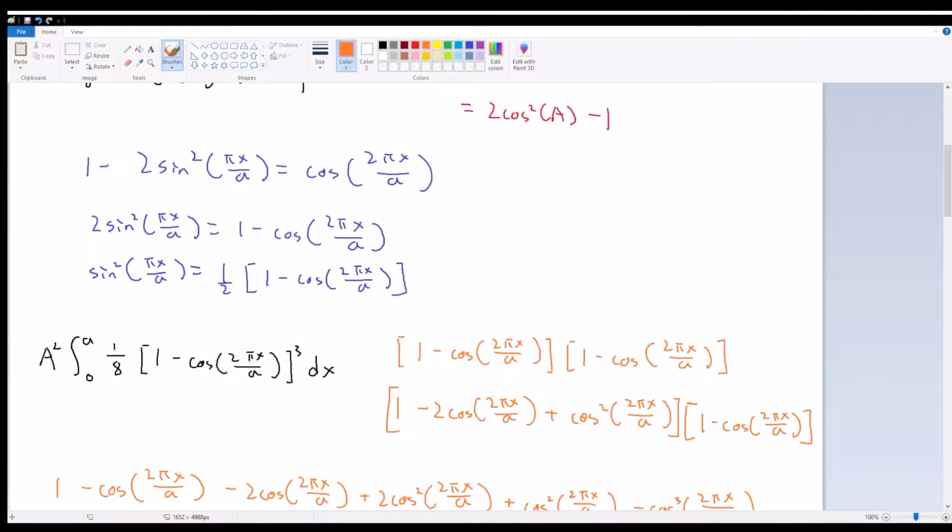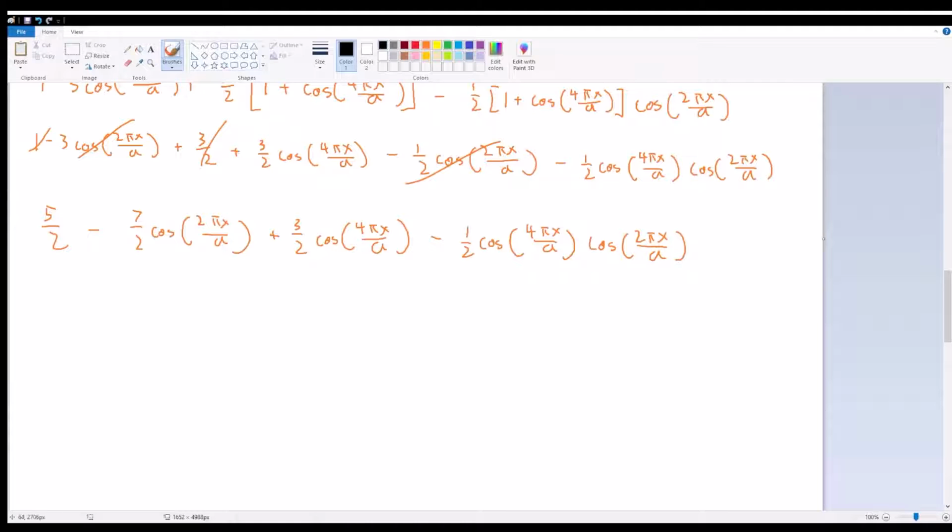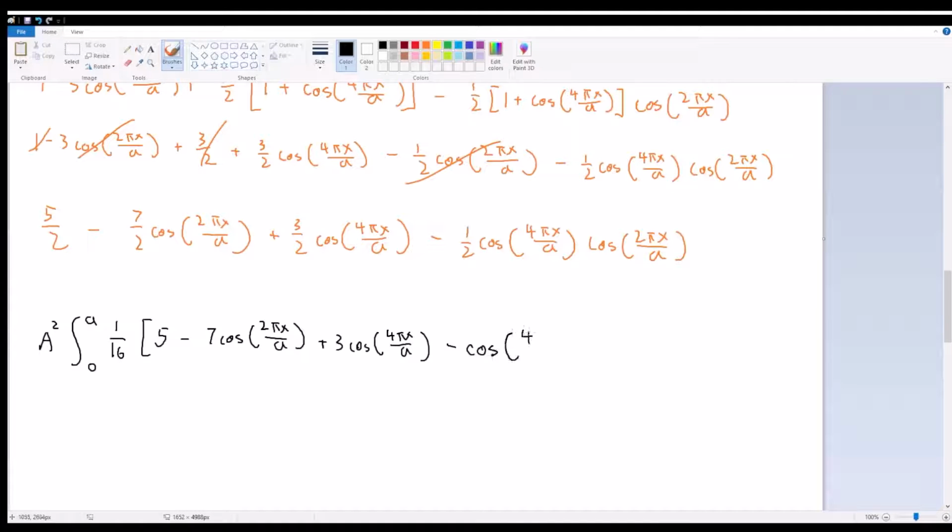And if we remember what we were doing all the way up here, we attached a 1/8 and had this integral attached. So what our real function states is actually a squared times the integral from 0 to a of 1/8 times everything. So I'm going to pull out the factor of 1/2, and it's going to be 1 over 16 times 5 minus 7 cosine 2 pi x over a plus 3 cosine 4 pi x over a minus cosine 4 pi x over a times cosine of 2 pi x over a. Close this off, add a dx.